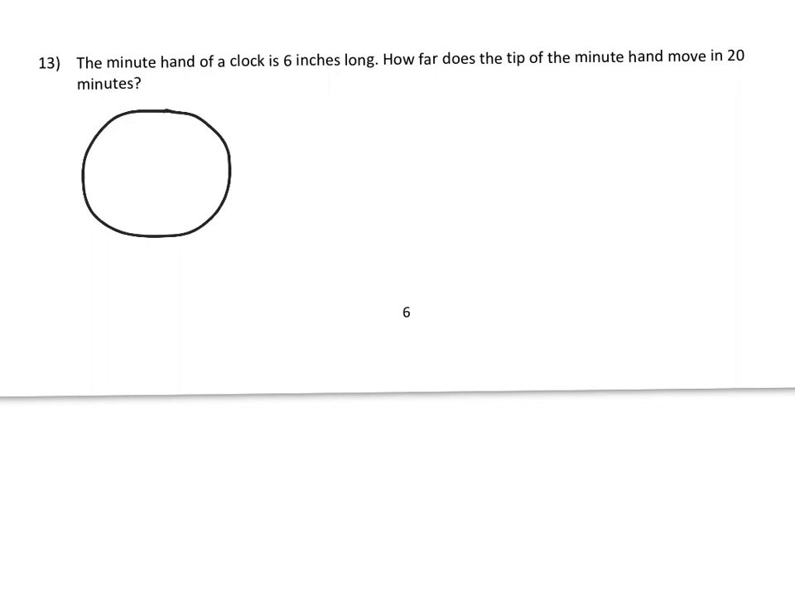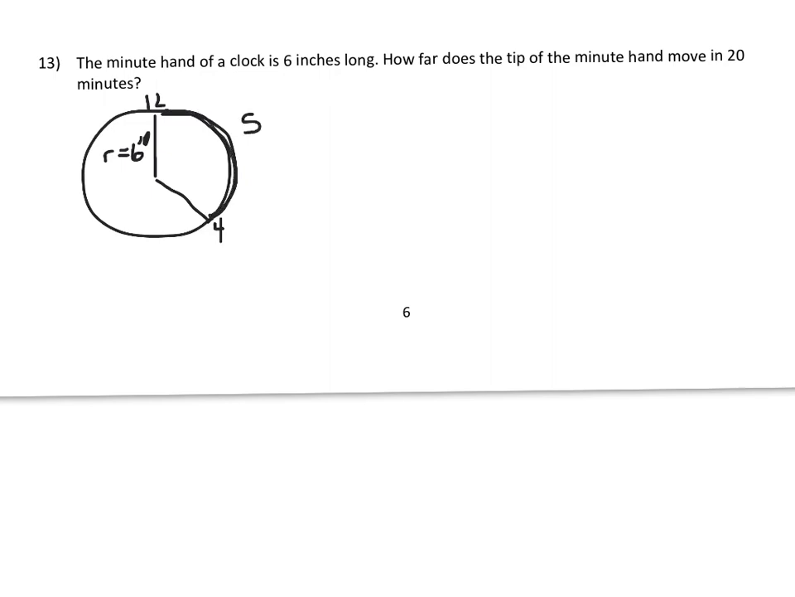So let's just say that the minute hand was up here at the 12. After 20 minutes, it would be down here at the 4, right? That's 20 minutes. Now, it says that the minute hand of the clock is 6 inches long, so it's telling us that the radius equals 6 inches. And they want to know how far the tip of the hand moves. So we're looking for how far it moves to go from here to here. So we're looking for the S.